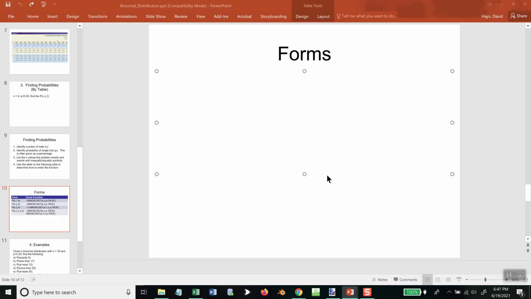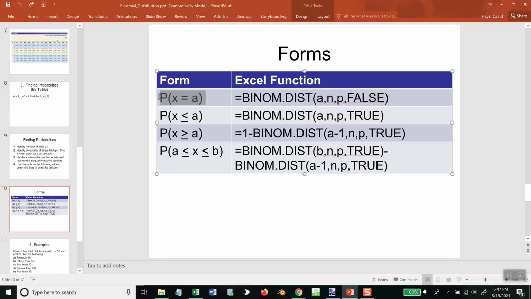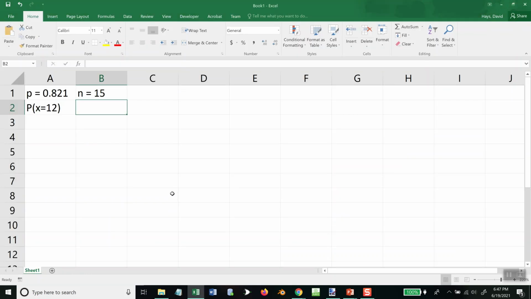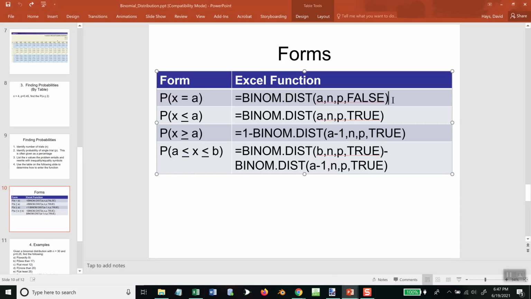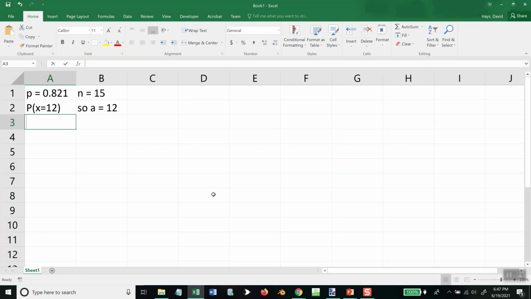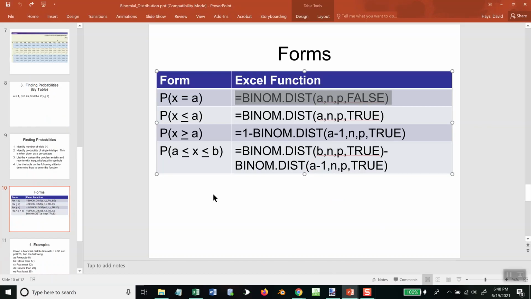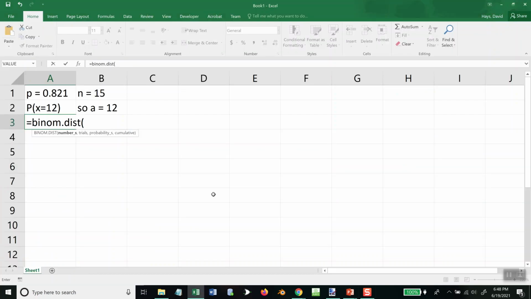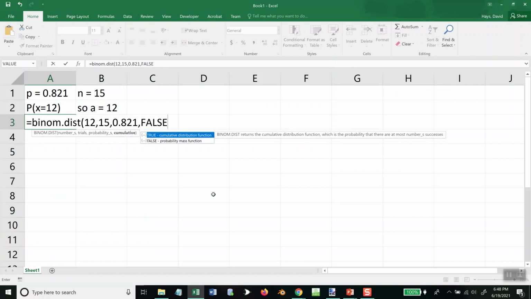Now from our form, whatever falls under X equals is your A. So A is equal to 12. Now we're going to plug in our first form here. So it's equals binom.dist, A, N, P, false. A, which is 12, N, which is 15, P, which is 0.821, and false.